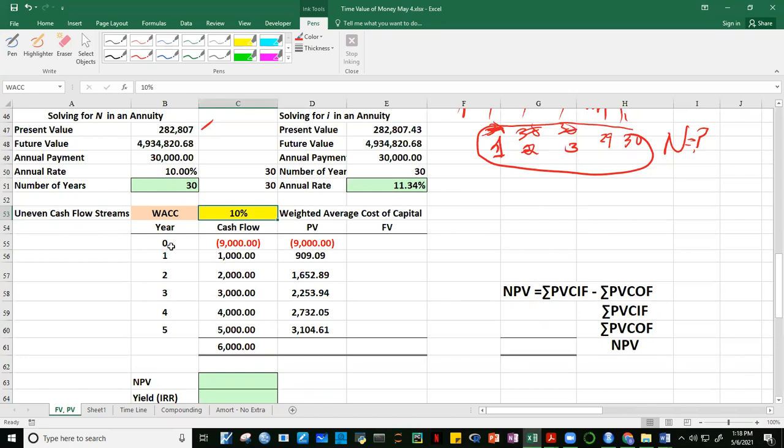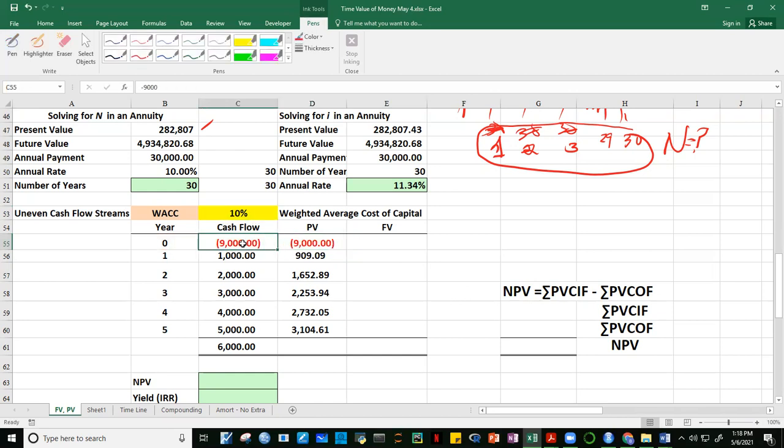Kasi si WACC, very important yan. Yan yung rate of return na ginagamit ng company para malaman kung ang isang investment ay acceptable o hindi. No? It's the average rate of return that companies use in order to evaluate whether a particular project or investment is acceptable or not. You recall yung ROIC natin? Okay? Kung yung ROIC greater than WACC, then that's good. So, tingnan natin dito, how do we compute for the present value?